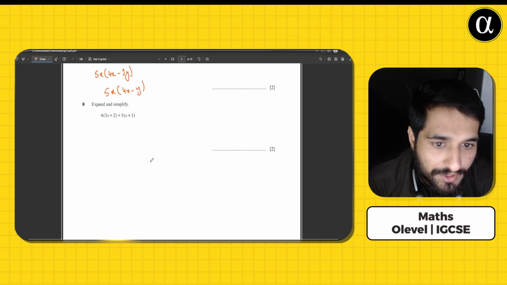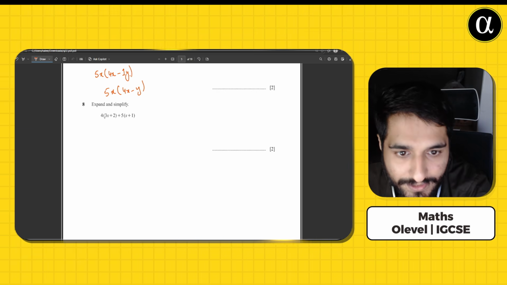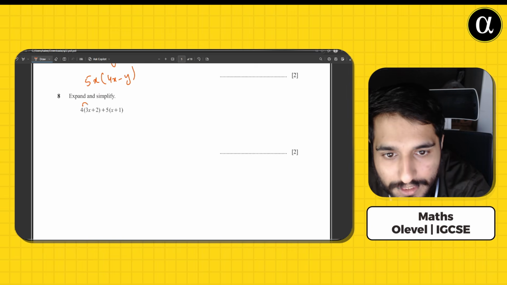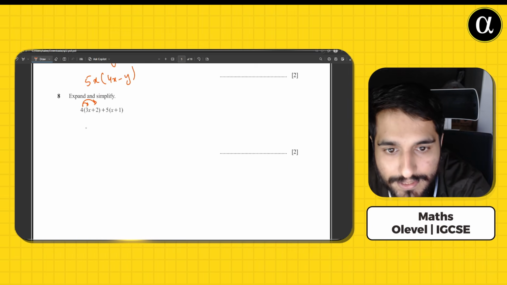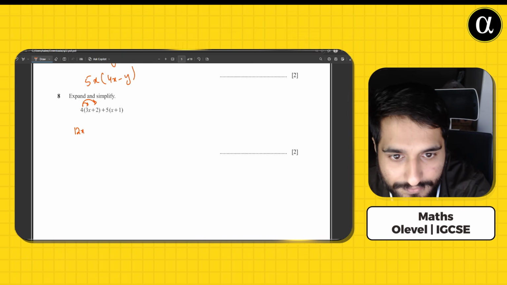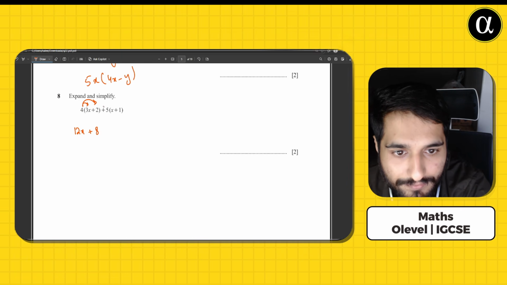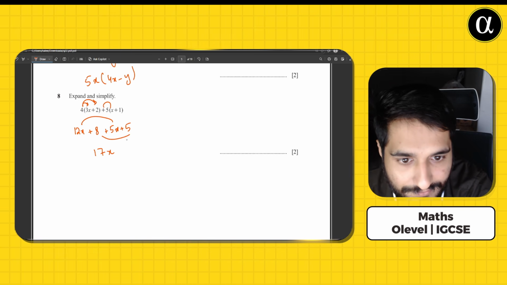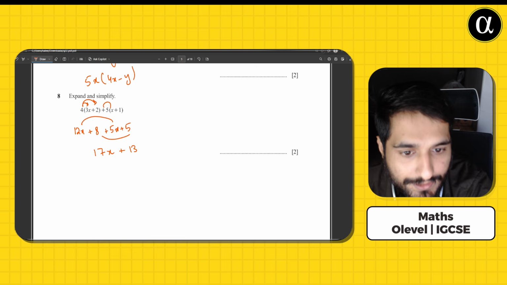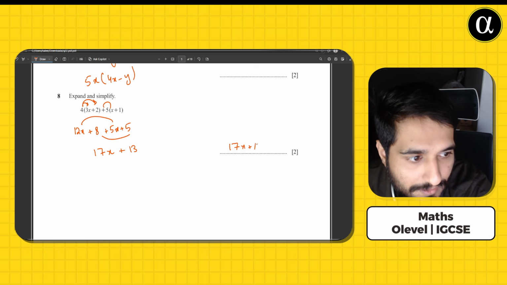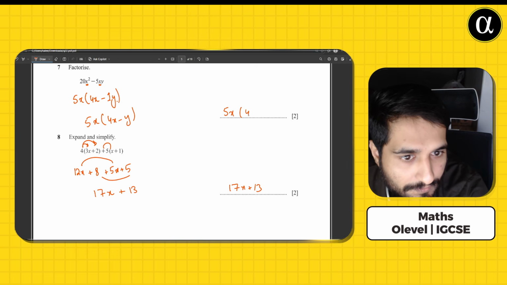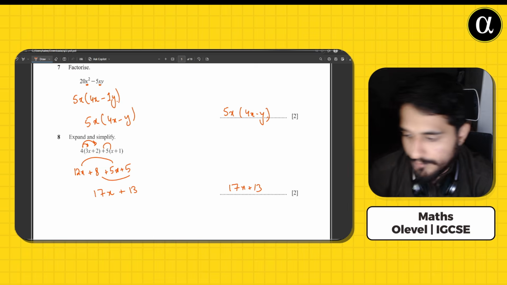Now, question number 8, it says expand and simplify. This should be really easy. Now, for this question, what we're going to do is we're just going to multiply this term with this and this with this. Now, this would give us 4 3s is 12x plus 8, and then 5x plus 5, and then 12x plus 5x is going to be 17x, and 5 plus 8 is going to be 13. So this should be 17x plus 13. Let's move on.